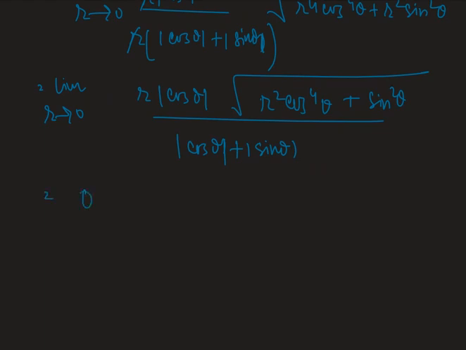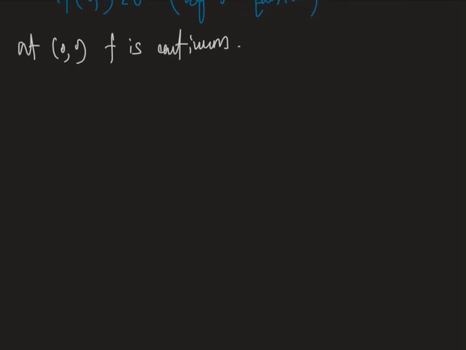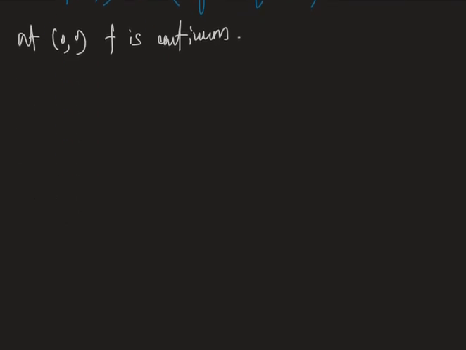Now the value of this limit is 0, and f of 0, 0 is also 0 by the question. Therefore, we can say that at the point 0, 0, the function is continuous. Now we have to calculate the partial derivative of the function f with respect to x and with respect to y, that is df by dx and df by dy.